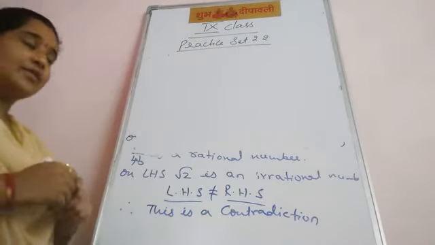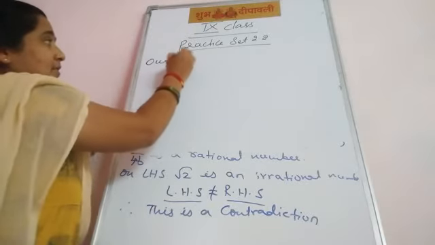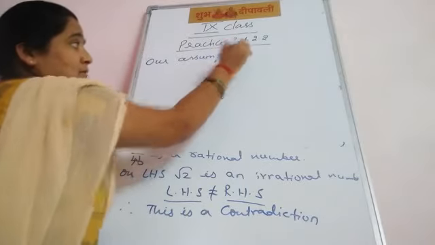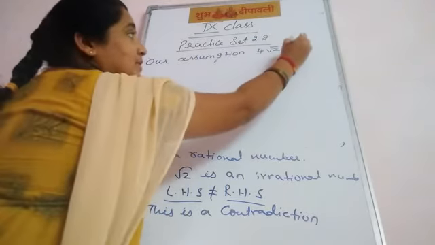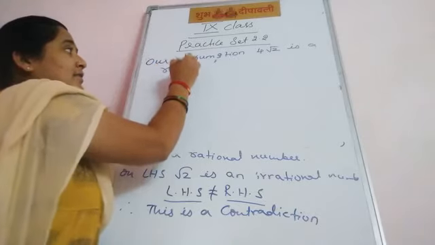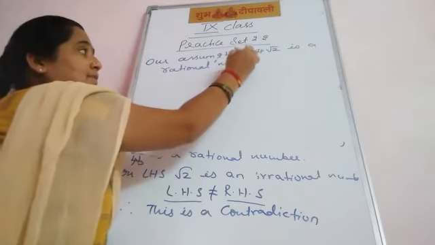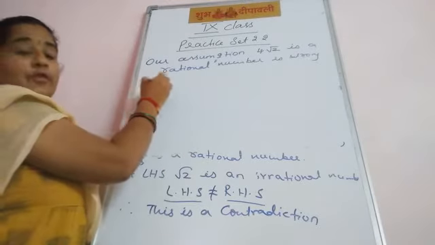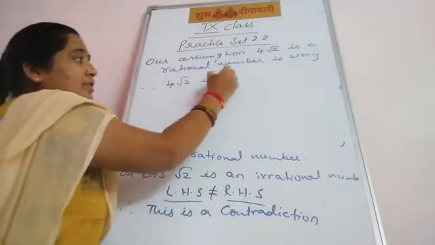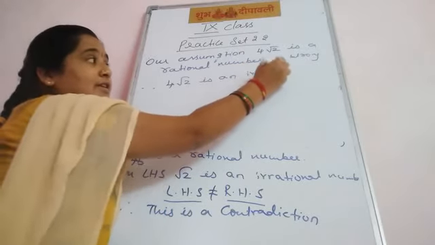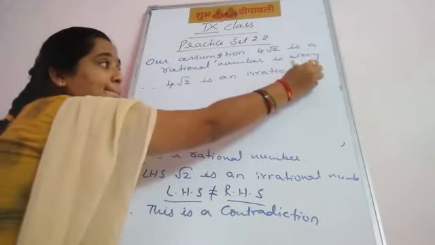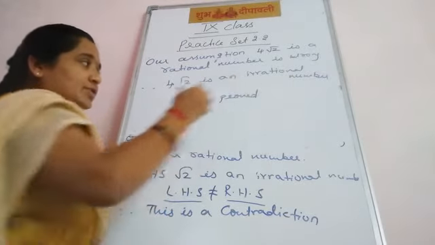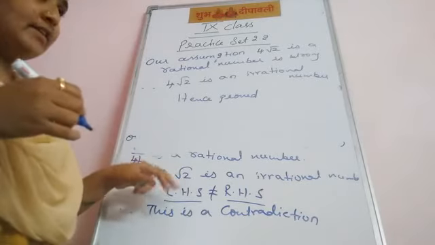This is a contradiction. Our assumption that 4 root 2 is a rational number is wrong. Therefore, 4 root 2 is an irrational number. Hence, proved. Okay? Students, if it is a 2 marks question, you can write directly here.